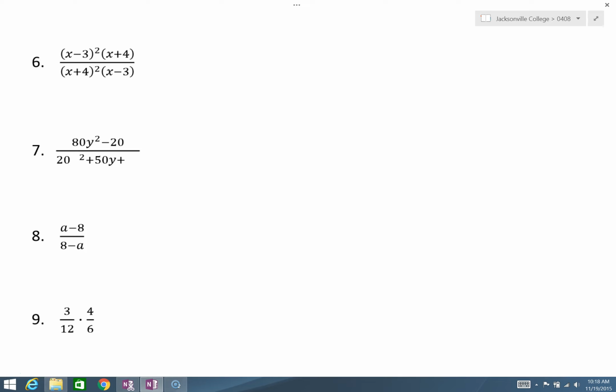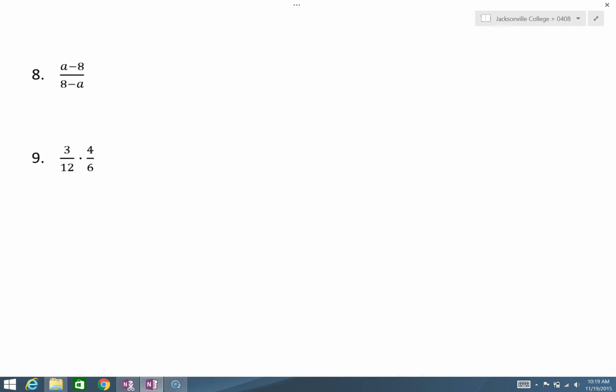Pretty straightforward canceling here. You see we have an x plus 4 and there's two x plus 4s, so one of these will cancel with one of these just to leave an x plus 4. Likewise with my x minus 3. There's two x minus 3 factors and one of them in the bottom, so one of these cancels with one of these. So I'm left with x minus 3 over x plus 4. And that is number 6.